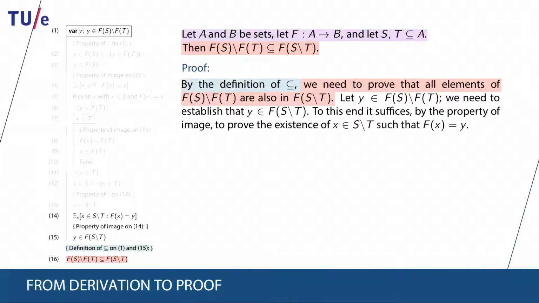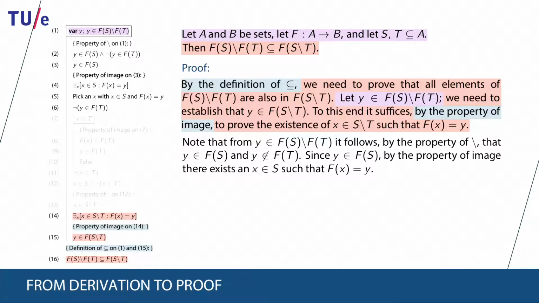We apply the definition of subset, which gives rise to the declaration of a y in the difference of the images under F of S and T. The simplified goal is to prove that this y is then also in the image under F of the difference of S and T. A further simplification, using the property of image, yields that we need to prove the existence of some x in the difference of S and T, such that f of x equals y. Then we switch to forward reasoning mode.